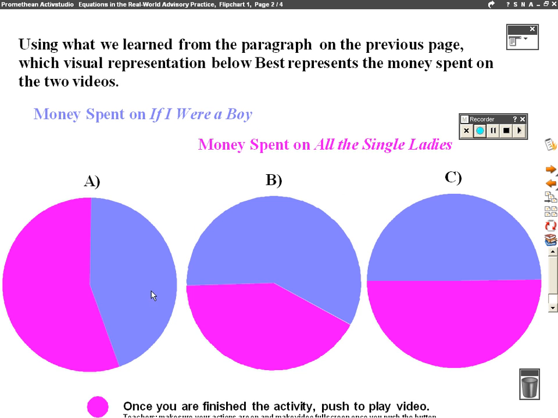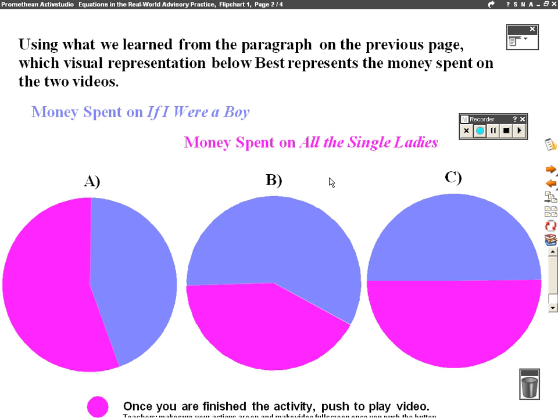So then let's look at A. Well, you'll notice with that, the money spent on If I Were a Boy is less than half. So that doesn't make sense either. Now if we notice, B is the only one that shows that the money spent on All the Single Ladies is less than half. And so B is the best representation.